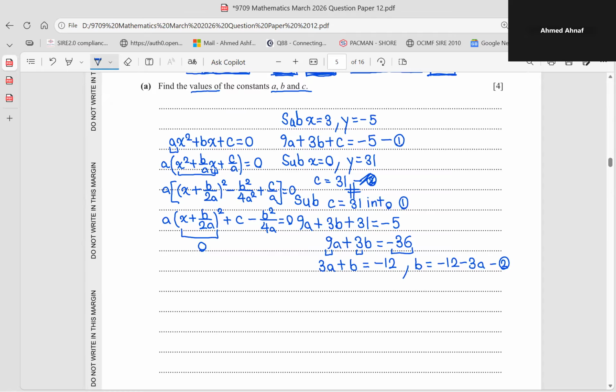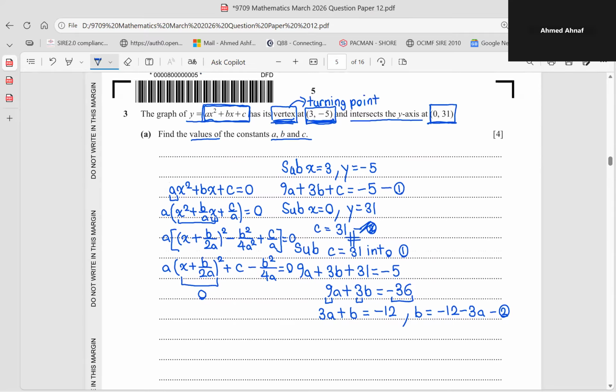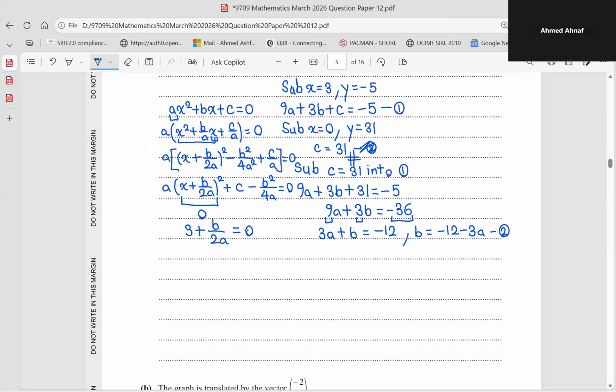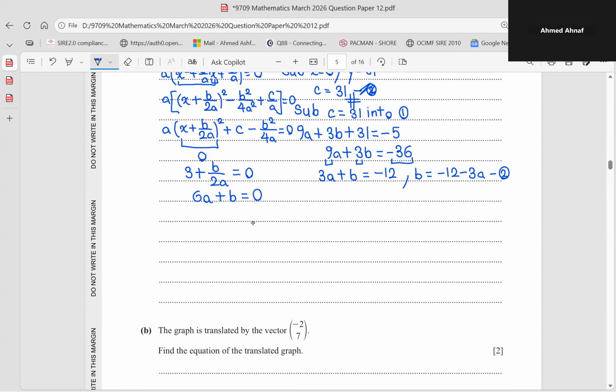So let's solve for x here first. We already know what x is. x is just 3. So we're going to substitute x equals 3. So 3 plus b over 2a, we equate it to 0. I'll multiply by 2a on both sides. So we get 6a plus b equals 0. And there you go, we got our third equation miraculously.